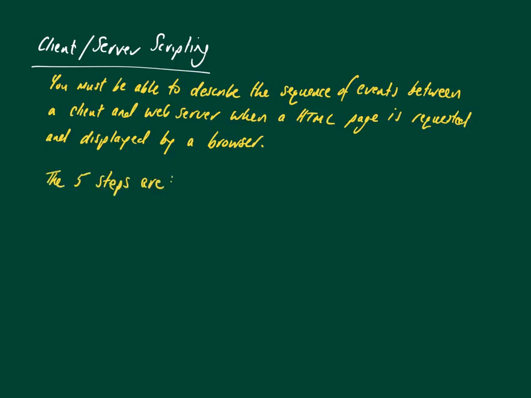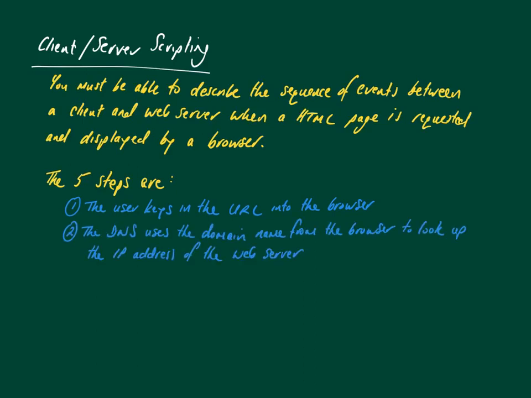The 5 steps are: number 1, the user keys in the uniform resource locator into the browser software. Number 2, the DNS, domain name service, uses the domain name from the browser to look up the IP, or Internet Protocol address, of the web server. Number 3, once we know the IP address, the client can connect to the web server and make a request for that particular page, and then the web server retrieves the page.